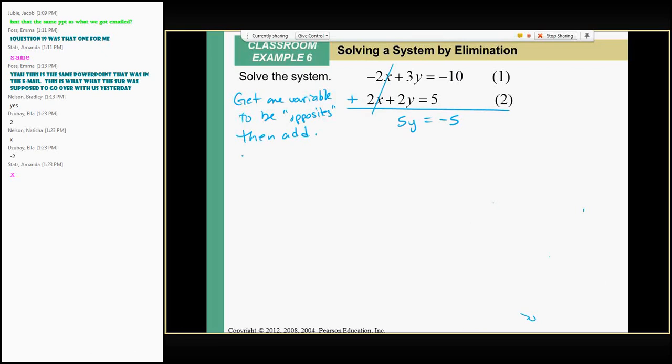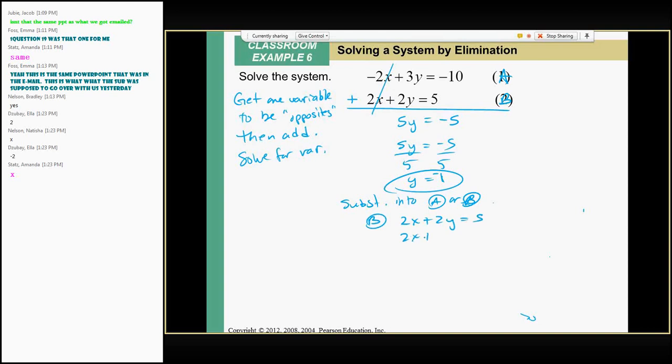Then you're going to solve for the variable. So I'm going to divide both sides by 5. So y is equal to negative 1. The rest is like substitution. Now you're going to substitute this into either equation A or B. I'm going to go with B just because it looks easier.